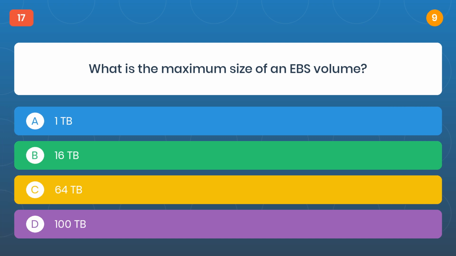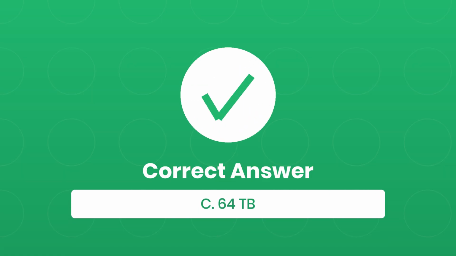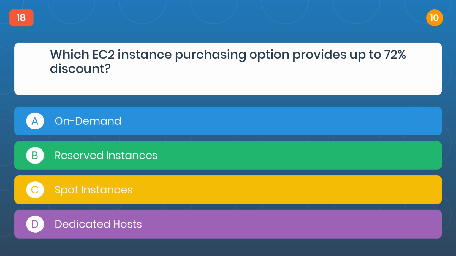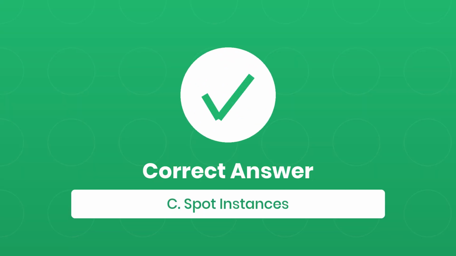Question 17. What is the maximum size of an EBS volume? The correct answer is C. 64 terabytes. Question 18. Which EC2 instance purchasing option provides up to 72% discount? The correct answer is C. Spot instances.